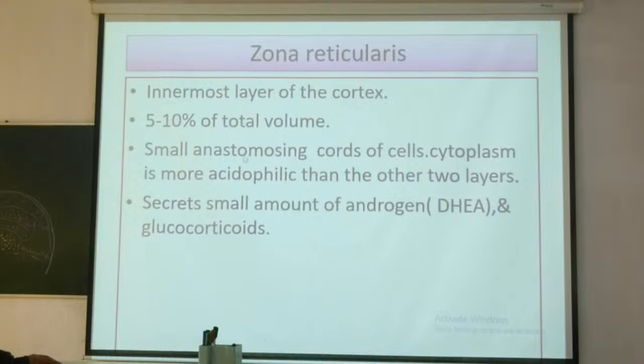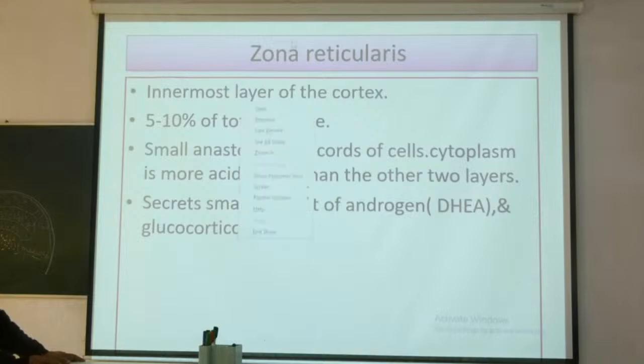Innermost layer, 5 to 10% of the total, has small anastomosing cords of cells. The cytosol is more acidophilic than the other two layers. It secretes a small amount of androgen, DHEA and glucocorticoids. And it also secretes some amount of glucocorticoids. We don't need to remember this.